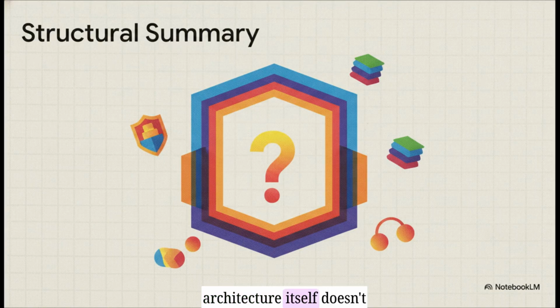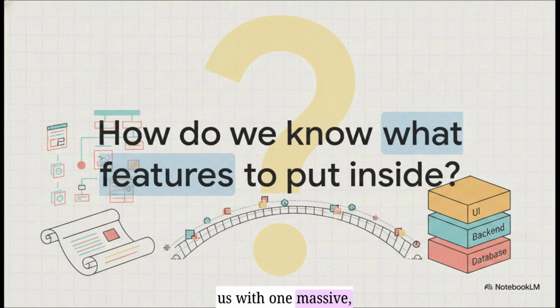But the architecture itself doesn't tell us a single thing about what the business actually needs the software to do. Which leaves us with one massive, lingering question. We know how to build the structure, but how do we know exactly what features to put inside it? How do we translate vague business desires into concrete instructions for those UI, backend, and database developers?